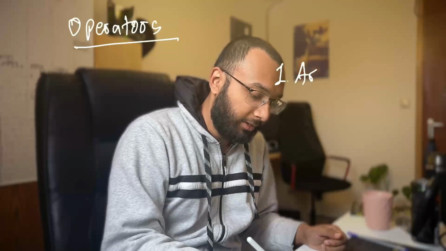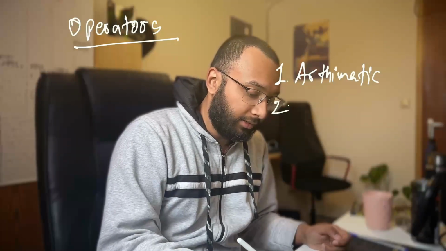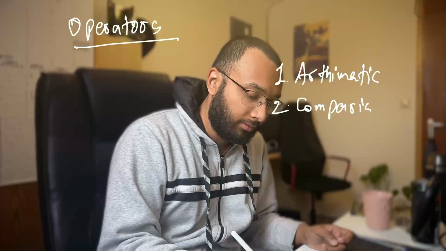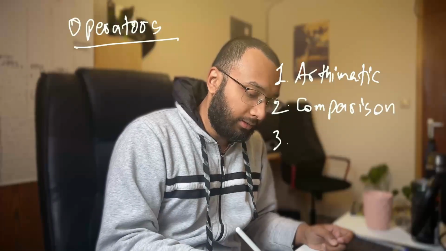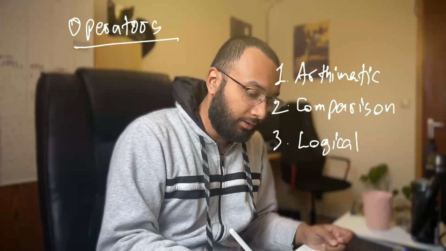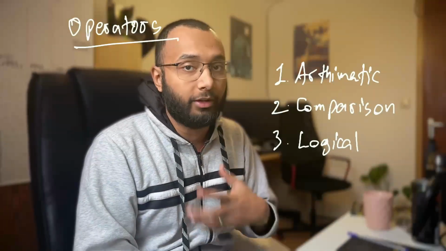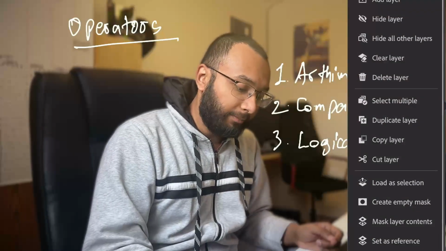Okay, so there are different types of operators that we know of. Firstly, the arithmetic. Secondly, the comparator operator, or comparison. And thirdly, the logical operator. So these are the three types of operators we're going to look into today. So let's get started.